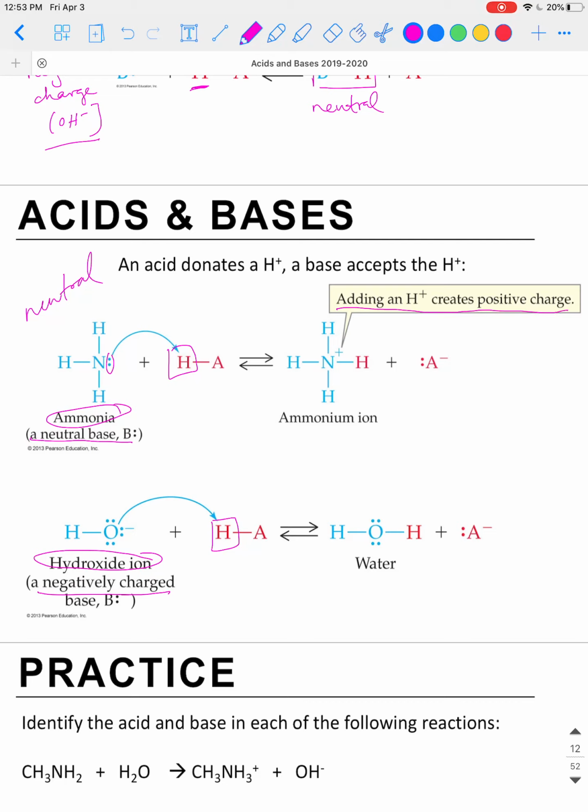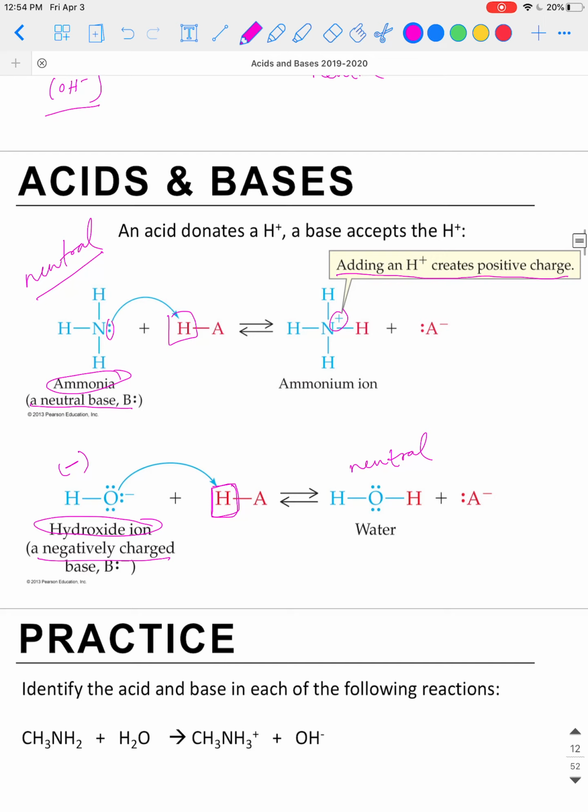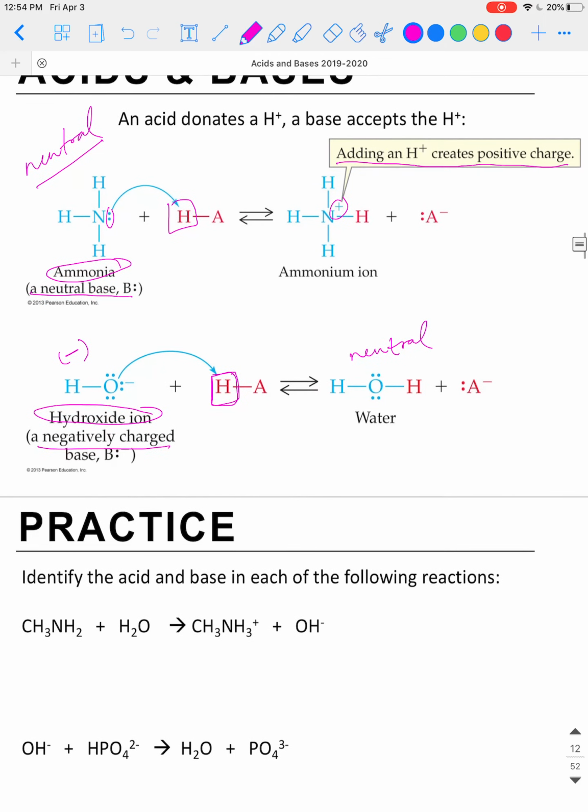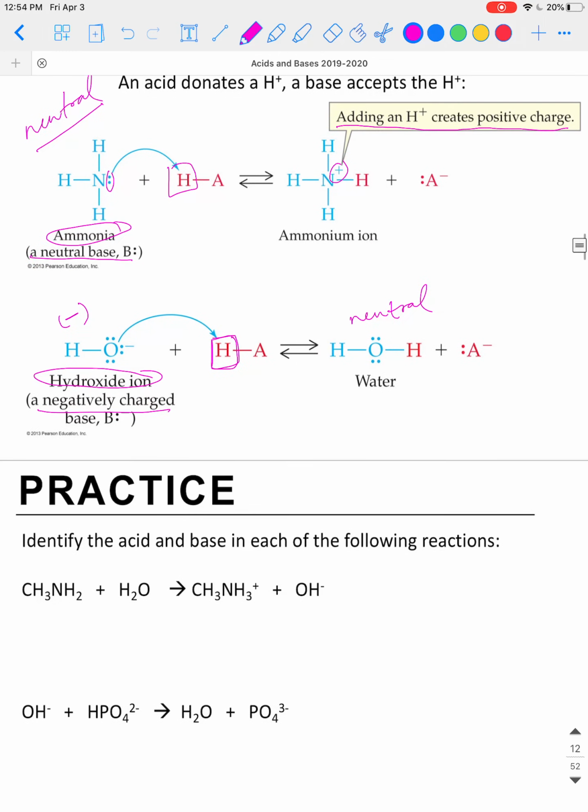Okay, and again, it's pointing out that adding a hydrogen creates a positive charge when your initial substance is neutral. But adding a positively charged hydrogen to something that is initially negatively charged just makes a neutral compound. Okay, so don't get it in your head every time an acid-base reaction happens that you're going to get something with a positive charge. That's not true. Sometimes you can just make things that are neutral. Here we made water.